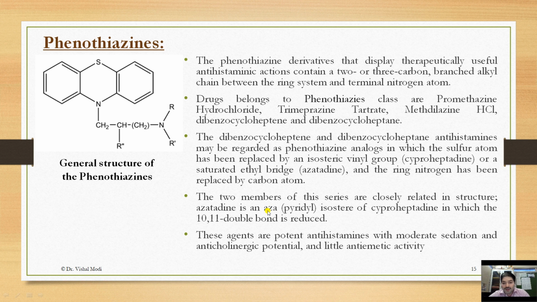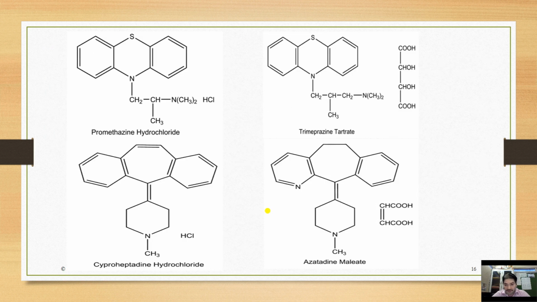The two members of this series are closely related in structure. Azatadine is an aza isostere of cyproheptadine, in which the 10-11 double bond is reduced. These agents are potent antihistamines with moderate sedation and anticholinergic potential and little antiemetic activity.